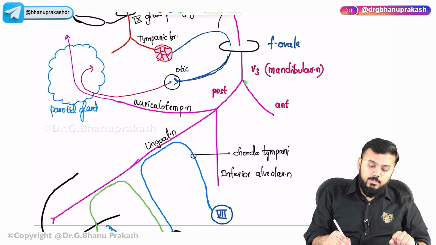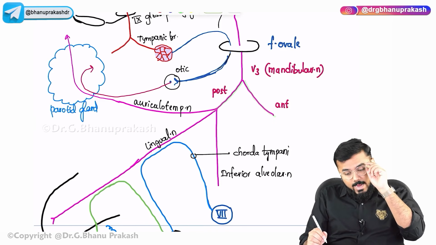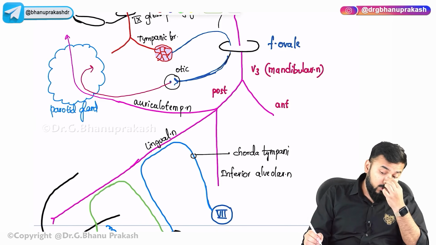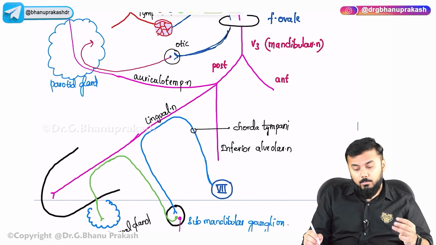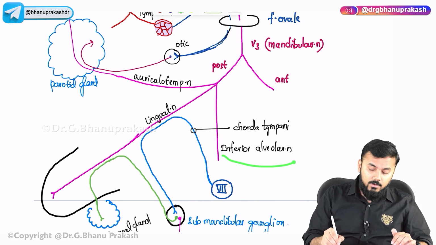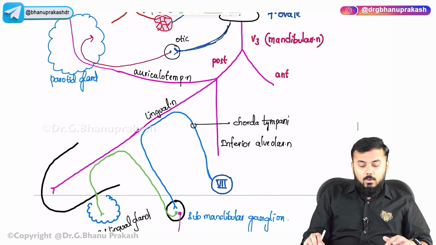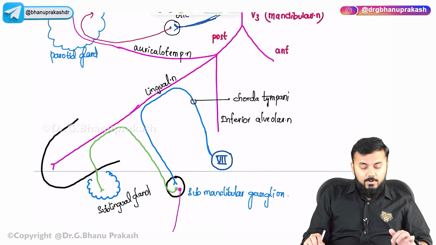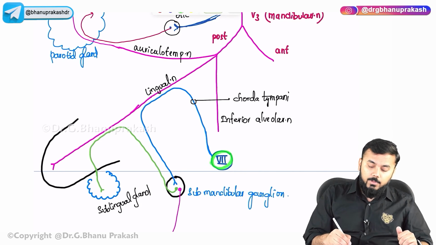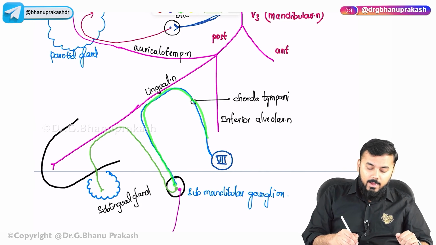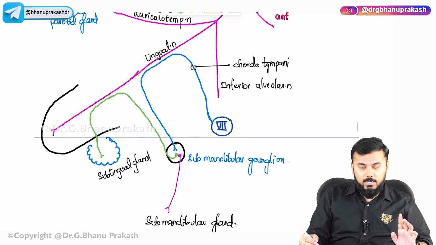This mandibular nerve gives out two branches. One is called the anterior branch, another one is called the posterior branch, right? This anterior branch gives out three important branches over here: the inferior alveolar, lingual, as well as auriculotemporal. Now the lingual directly will innervate the anterior part of your tongue, right? From the seventh pair of cranial nerve, a branch is coming here. This is called the chorda tympani. Chorda tympani passes along with the lingual nerve and relays in the submandibular ganglion.